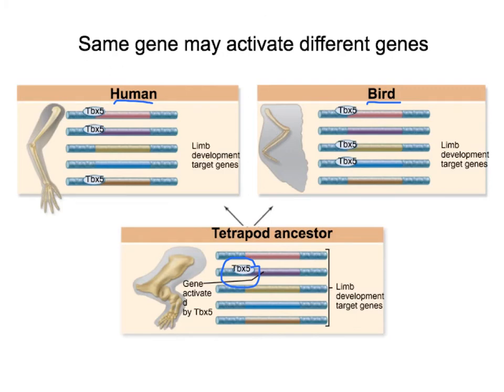in limb development. And the result, even though it's the same transcription factor, is that it activates different genes in each species. So if you see here, in humans it activates this pink gene, the purple gene and the brown gene, while in birds it activates the pink, the yellow and the blue gene.